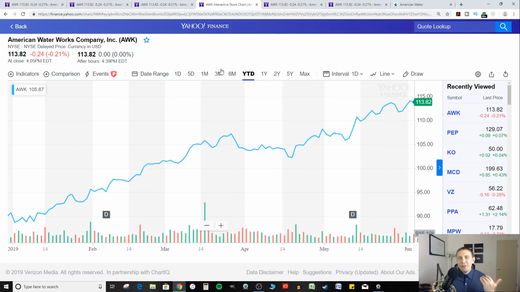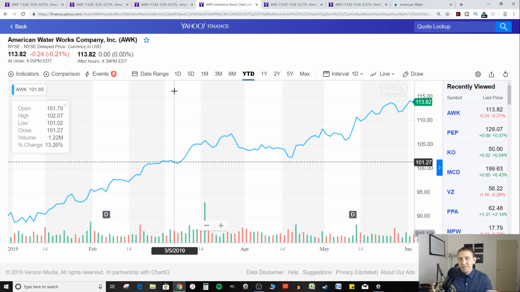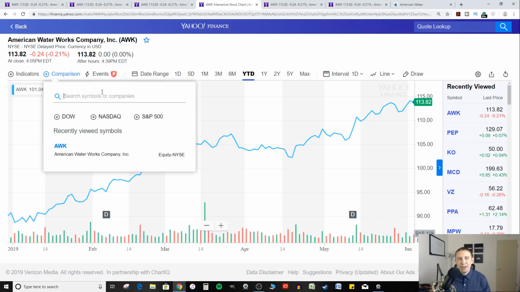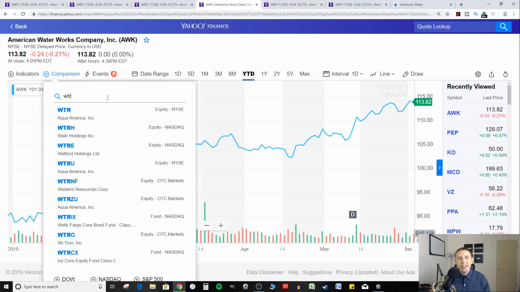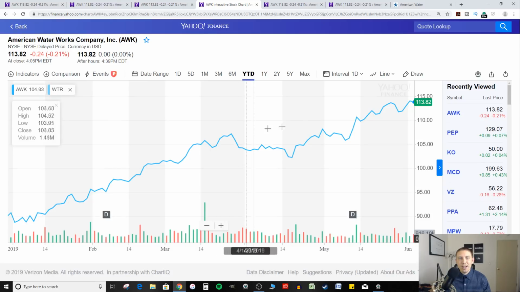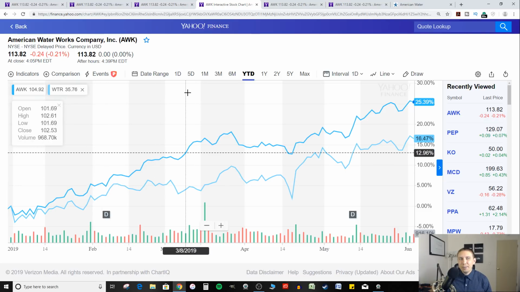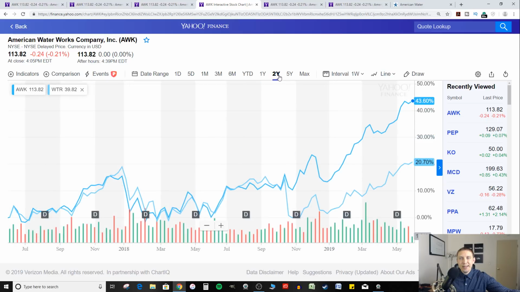The other thing I like to do when looking at charts is compare this investment against other competitors in this industry and sector. So what's one of its main competitors? Or what's a competitor of American Water Works? Well, another water utility company would be a perfect example, right? So another water utility company is Aqua America. So I can easily add a graph for Aqua America, and I can see how Aqua America performs against American Water Works over different time periods.